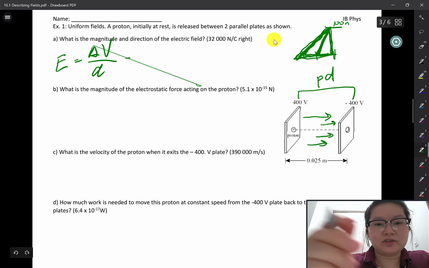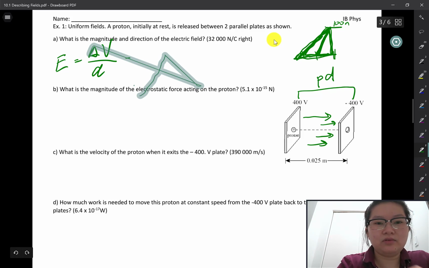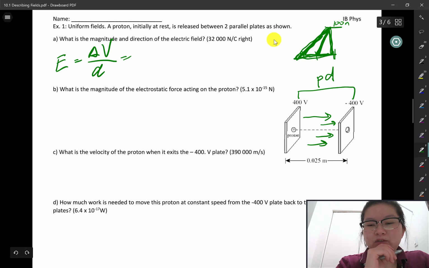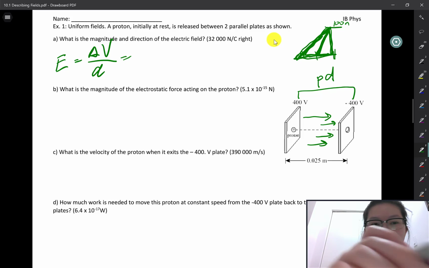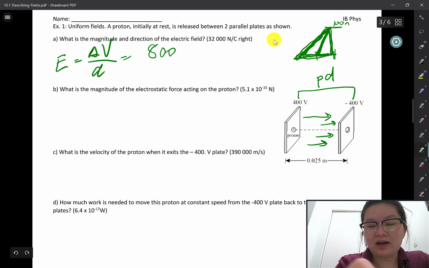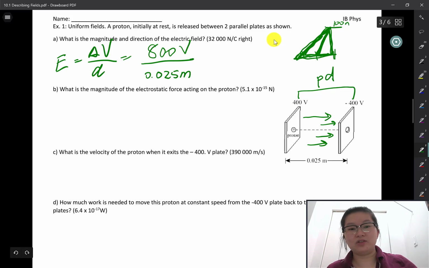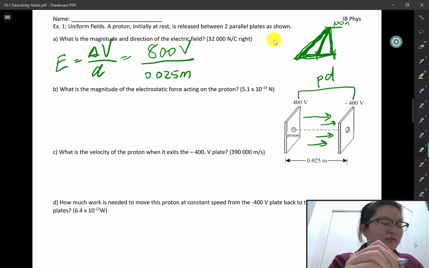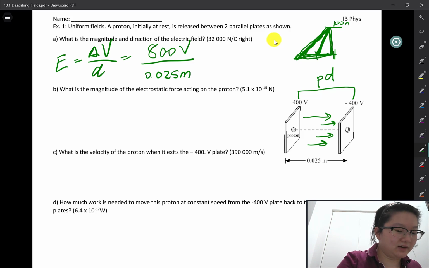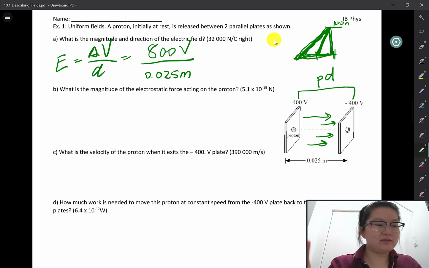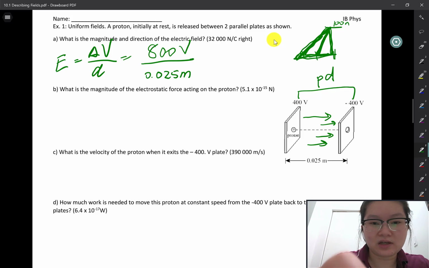So the potential difference, this very wonky pen here. Okay, so the potential difference between 400 and negative 400, of course, you take the difference, that's going to be 800 in total. So that's 800 potential difference across the two plates, divided by the distance of separation, 0.025 meters. If it's in centimeters, you would have to convert it to meters. So after you divide the two, I put this in my calculator, this gives me 32,000.